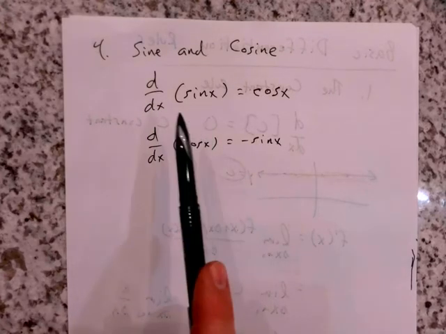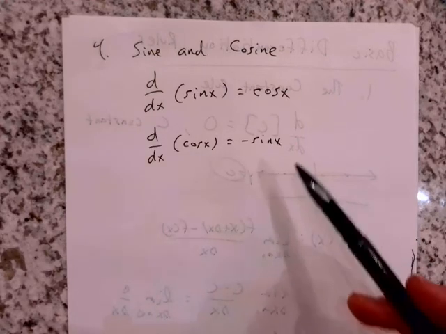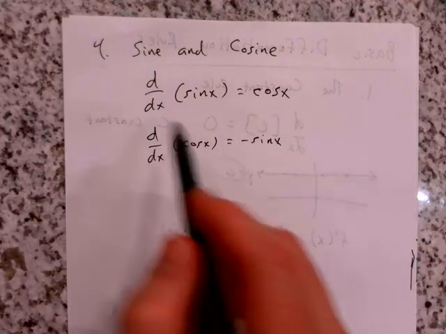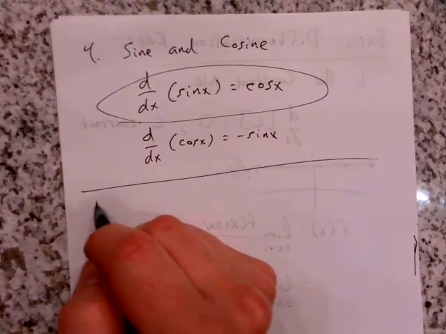I'll just prove the first. These two proofs are a lot alike. There's not much that separates them. Just one starts with cosine, one starts with sine. So we'll just do the one that starts with sine and ends up with cosine as our proof.